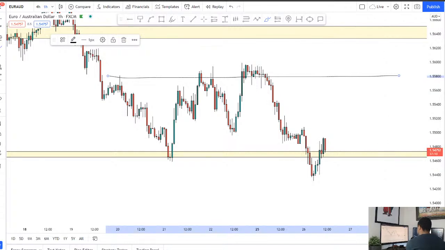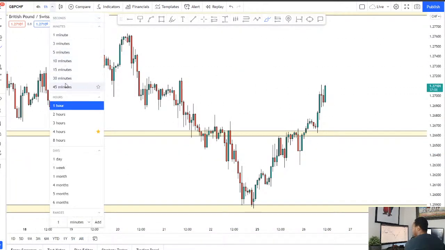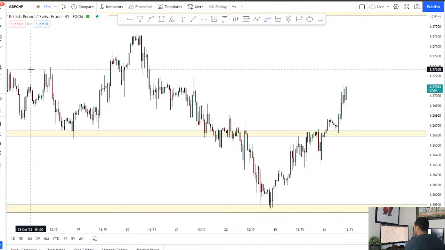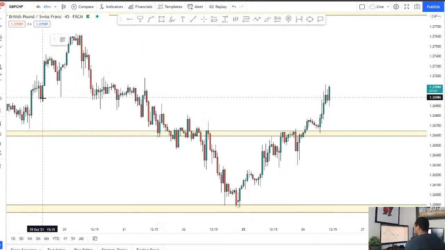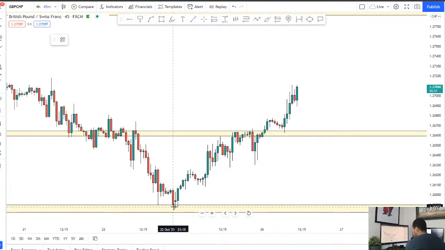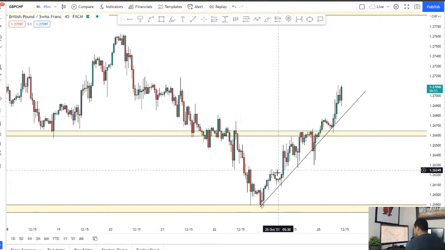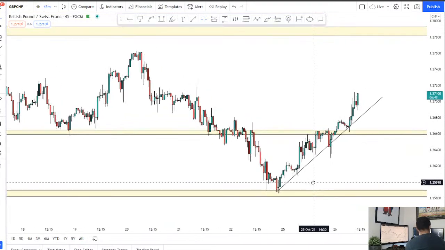Okay, we'll take a look at that Wayne, Pound CHF 45-minute chart. See what's going on with that one. Are you talking about this trend line to go up?